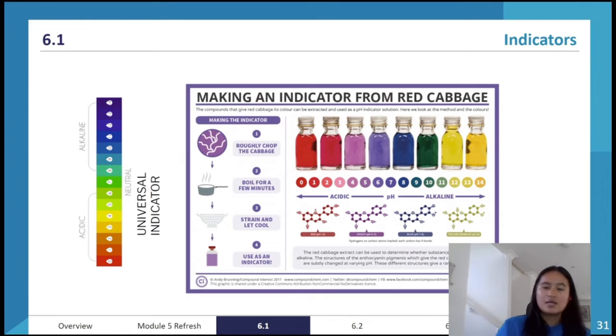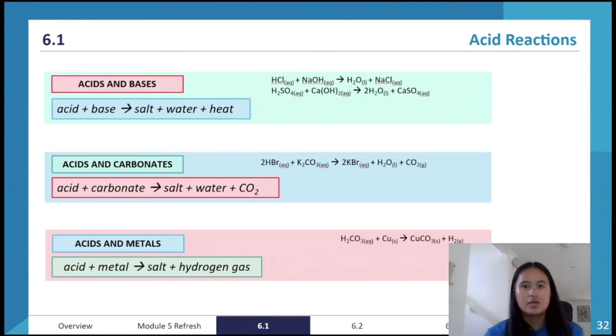But yeah, indicators are really interesting. Universal indicator is probably the one to use if you want a specific number of pH, because you can see that like 3 and 4 are yellow, whereas 1 and 2 are red. So you'll be able to tell the strength, like the acids apart, and the bases apart. So that's good.